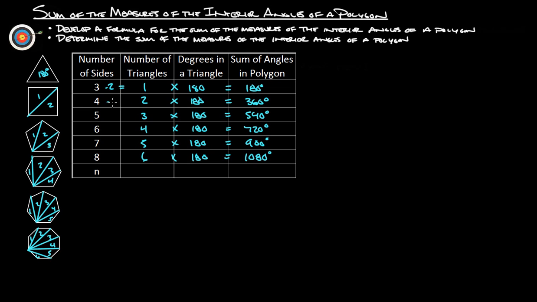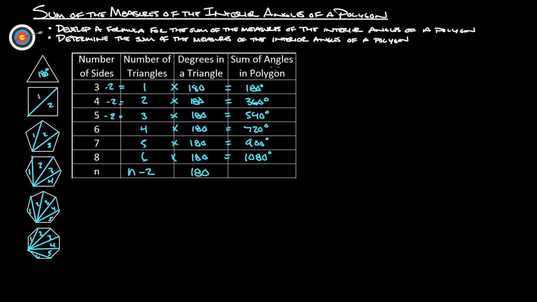That's going to give us 1. Subtract 2 is going to give us 2. 5 minus 2 gives us 3, and so forth. So the number of triangles is going to be n minus 2. However many sides there are, take away 2, and that will tell us how many triangles there are. Degrees in a triangle are always 180.